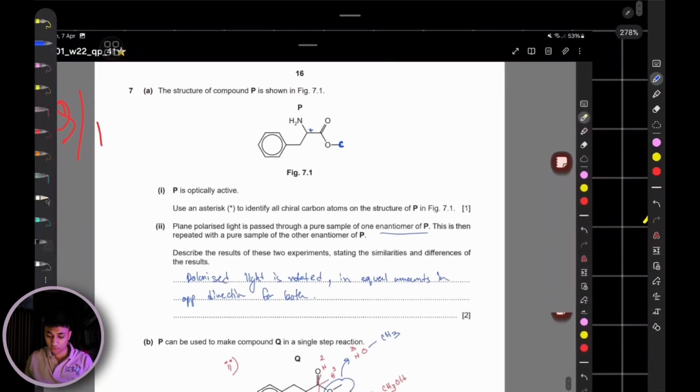Now, second question: plane polarized light is passed through a pure sample of 1 enantiomer of P. This is then repeated with a pure sample of the other enantiomer of P. Describe the results of these two experiments, stating the similarities and differences of the results. So they're passing light through 2 types of enantiomers. That is, one will rotate light clockwise, the other will rotate light anti-clockwise. Since it is optically active, it will have 2 optical isomers. So both the isomers will behave differently.